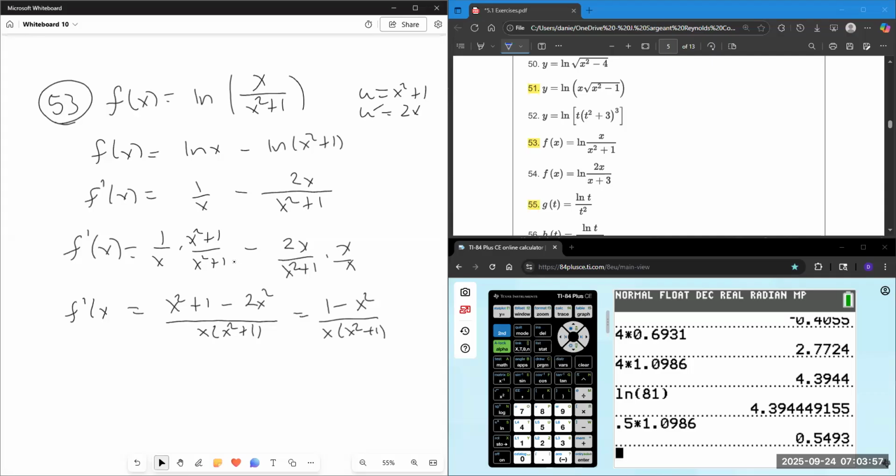The factors of x squared minus 1 are going to be x plus 1 and x minus 1. Neither of those factors show up in the denominator, so there's no reason to factor the numerator here. Let's look at 55.